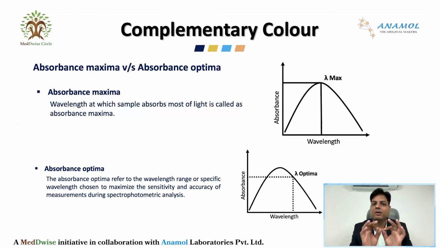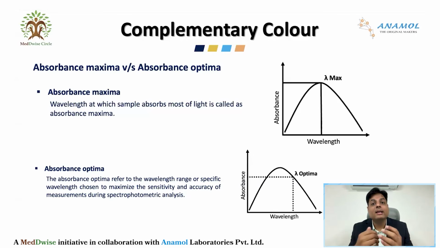Now this wavelength of 630 nanometer is called absorbance optima. So absorbance optima is the wavelength at which the target analyte absorbance will be reduced only slightly, but the interfering substance absorbance will be reduced drastically. So we will not have interference from any of the interfering substances. So this is the concept of absorbance optima.